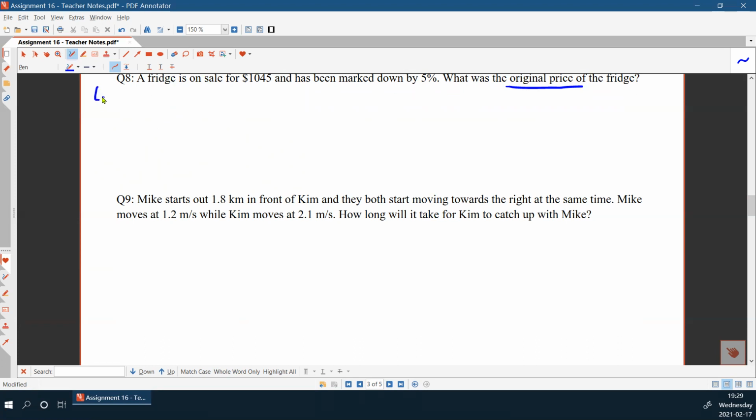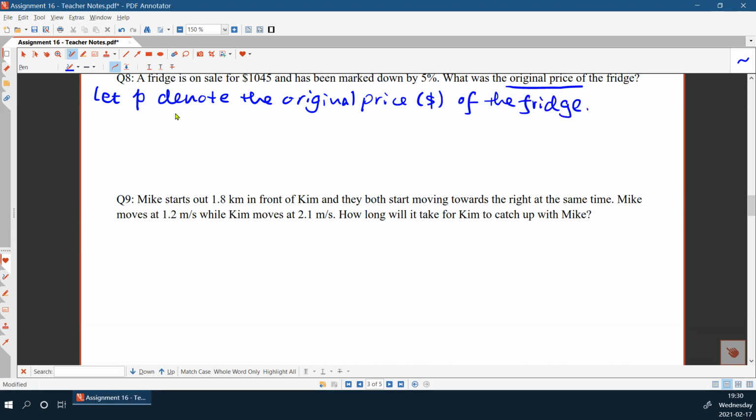So we can use a letter X or P. Sometimes if you're looking for a price, it's better to use the letter P. That P denotes the original price. The unit is dollars of the fridge. And as long as we can solve for P, we'll get the original price of the fridge.